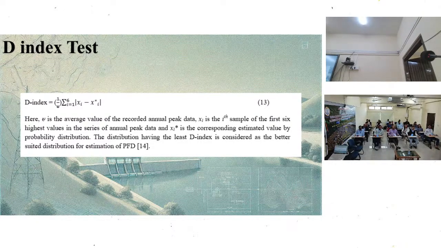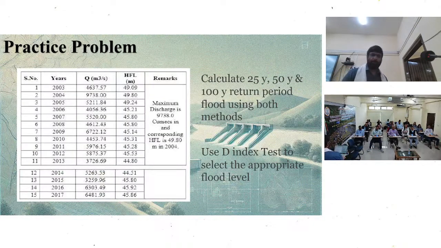Once you solve this, the number will be somewhere between 0 and 1. The closer to 1, the more we choose that value. Suppose you do the D test for all of these, and you have values of 0.5, 0.6, 0.7 for different methods. Whatever is giving you 0.7, you choose that. So this is a practice problem.